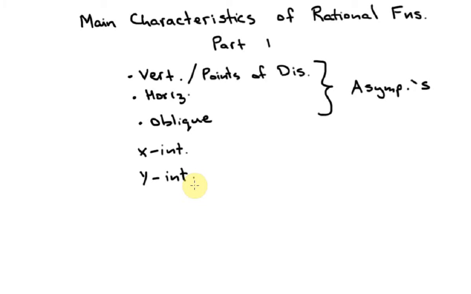Welcome back, students. What we're going to do now for the rest of this chapter is look at the main characteristics of rational functions. And I've listed them here. These are all the things that we've been practicing and learning how to figure out. Vertical asymptotes or points of discontinuity, because they kind of go hand in hand. Horizontal asymptotes, oblique asymptotes. So that's the family of asymptotic stuff. And on top of that, x-intercepts and y-intercepts.